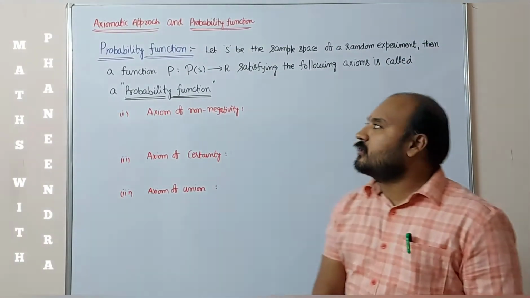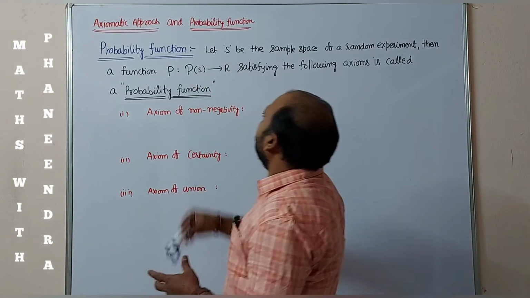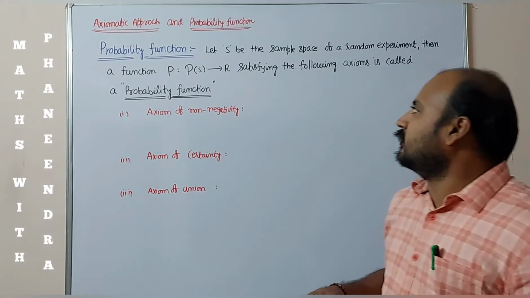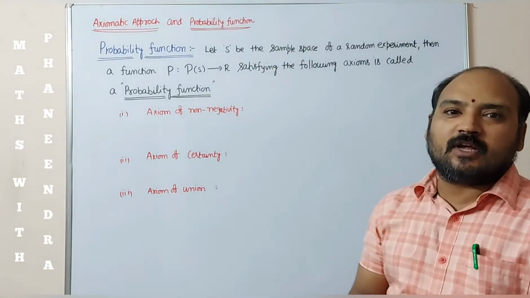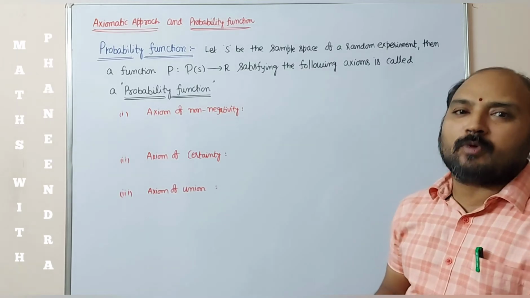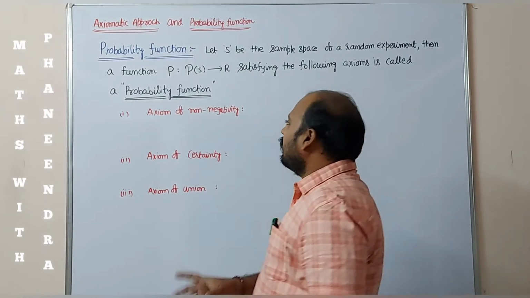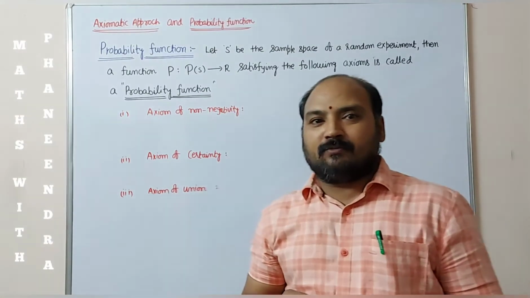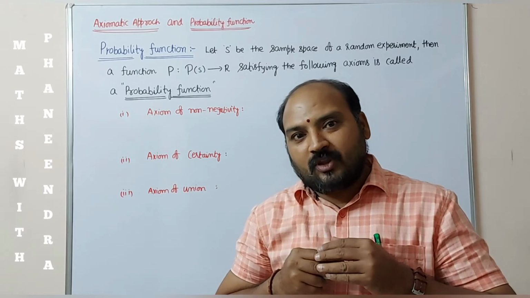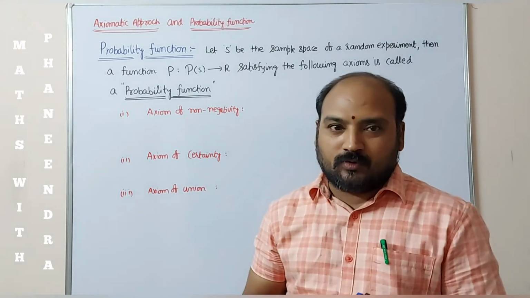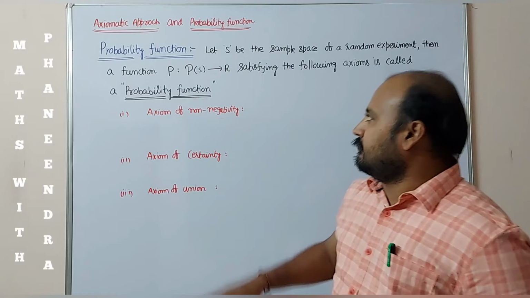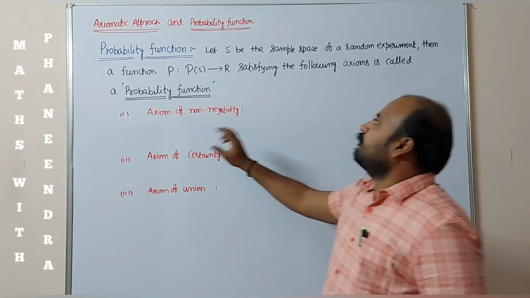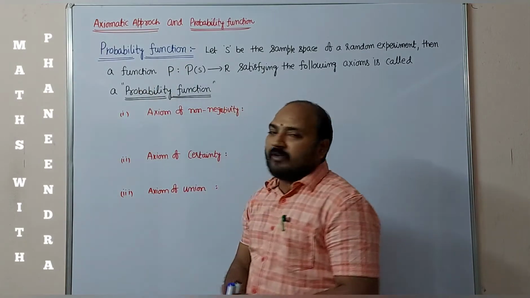Next concept, dear students: the axiomatic approach and probability function. Generally we first give the probability definition, the classical definition, and then directly enter into the problems. But here is a little concept about the axiomatic approach. What is the meaning of axiom? In mathematics, a statement without proof is called an axiom. It is unprovable, so we can assume it. So the probability function is very important.